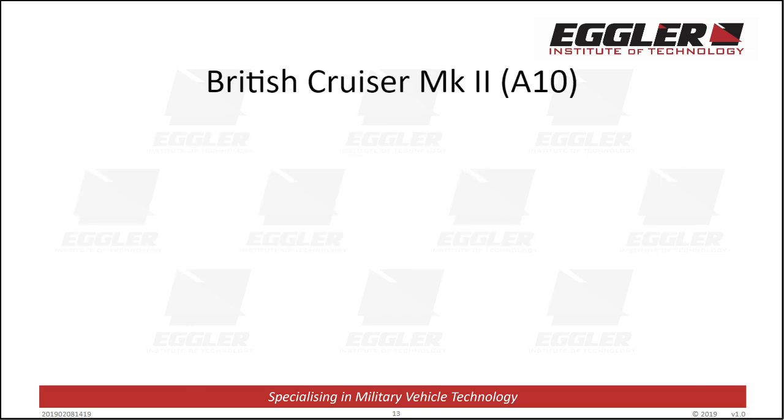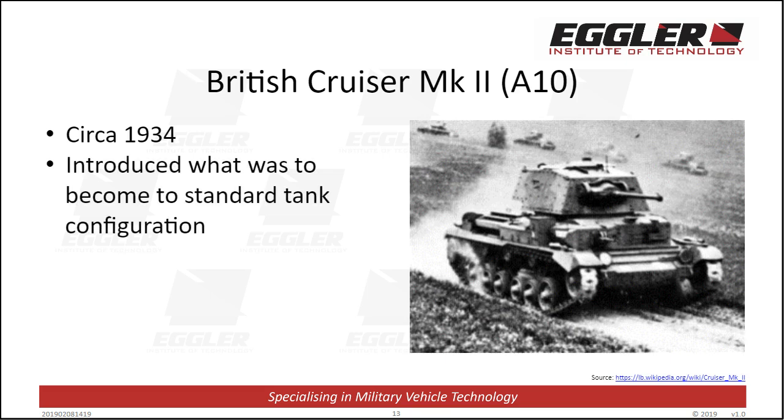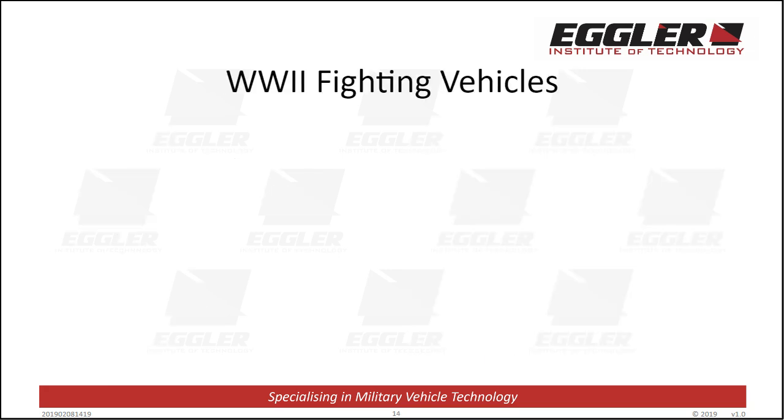Another important design in the interwar period was the British cruiser Mark II tank. The importance of this design is that it introduced what was to become the standard tank configuration. In time, the standard tank configuration adopted in the design of fighting vehicles consisted of the driver at the front, the turret mounted in the middle and the engine installed at the rear. This vehicle fitted a 3-man turret and comprised a crew consisting of a commander, gunner and loader. In this section, we will look at the key fighting vehicles used during World War II.